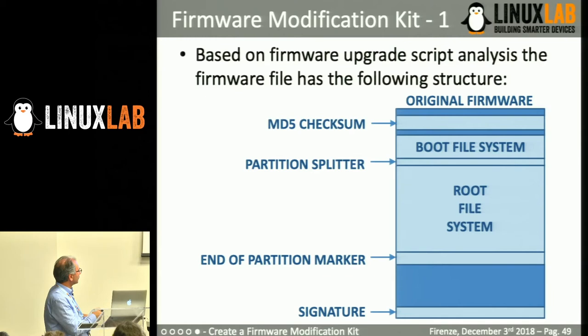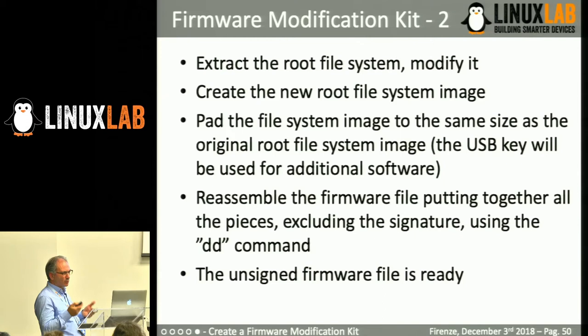So the idea is: extract the root file system, create the new root, modify it, create the new root file system image. Have this new root file system image the same size as the original root file system image, because we don't know every field in the firmware file, but just replacing something with something the same size should not create a problem. Reassemble everything using the dd command, and so we have created an unsigned firmware file. The problem is how to load this unsigned firmware file.